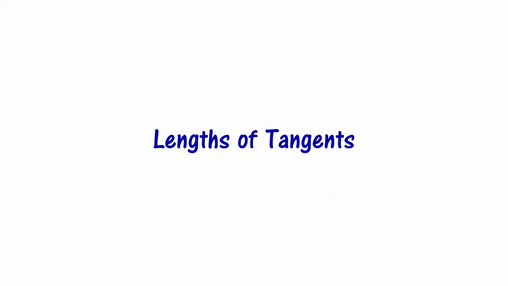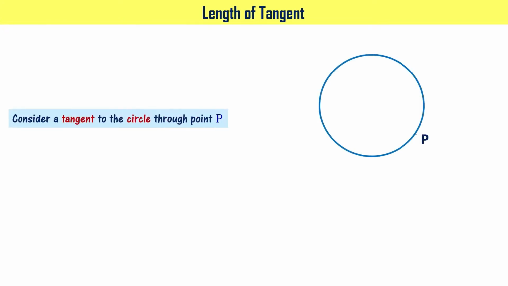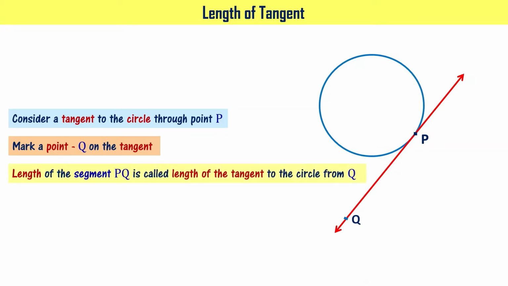Let's learn about lengths of tangents now. Let us consider a tangent to the circle through point P as shown here and mark a point Q on the tangent. Length of the line segment PQ is called the length of the tangent to the circle from point Q. Please note the notation. Length of line segment PQ is called the length of the tangent to the circle from point Q.